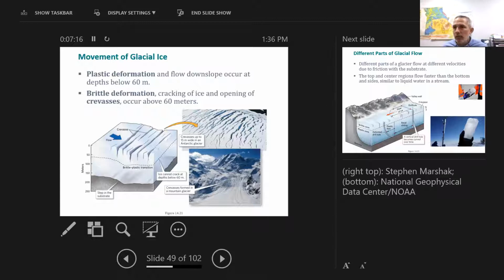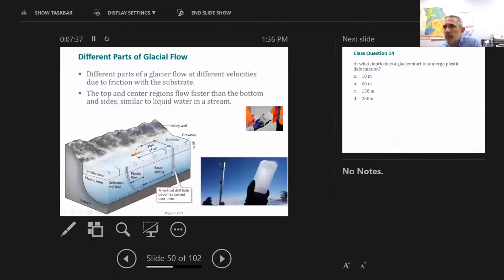Now, at the bottom of the glacier, that's a tremendous amount of weight producing some extra force. And so what's going to happen is this increased pressure is actually going to create a little surface of water right on that substrate where that glacier will move along that region. Now, again, the difference between the upper region, the brittle zone, and the plastic zone is quite pronounced right at that 60-meter line.